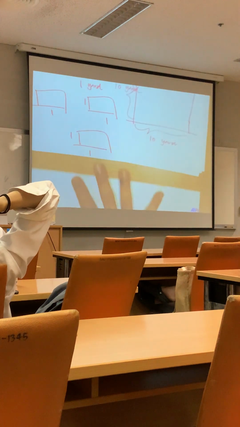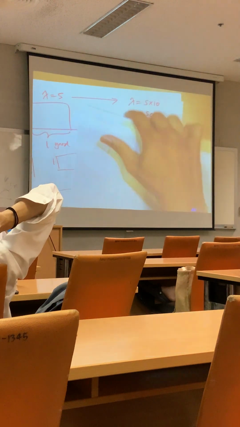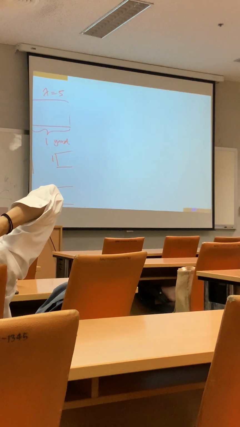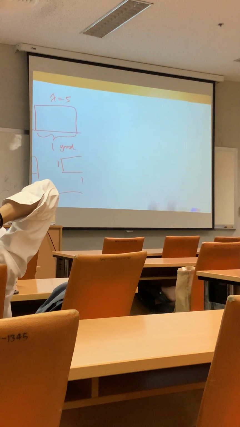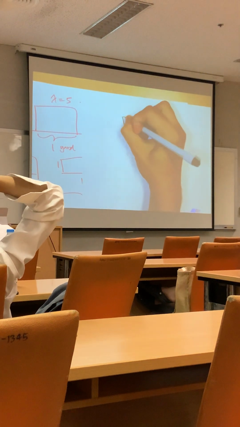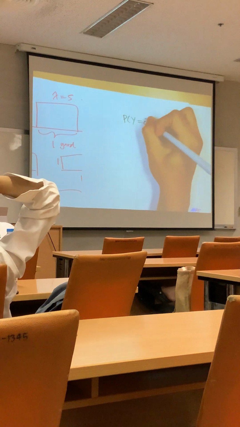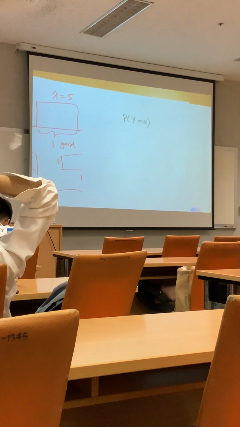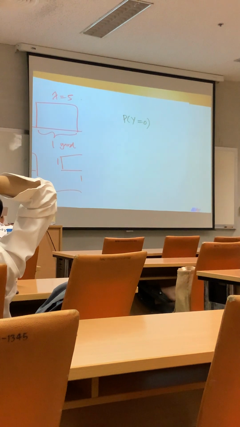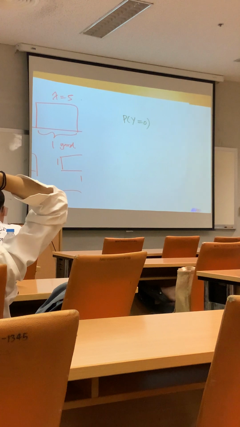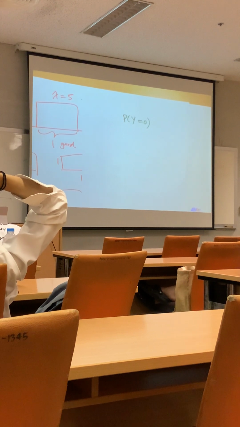So suppose it's just 1 yard. The way we calculate, because lambda equals 5, and they want to know the probability that there is no seedling at all. So it has to be the probability of y equal to 0. Sorry, I might go over time a little bit, but let me finish it quickly.